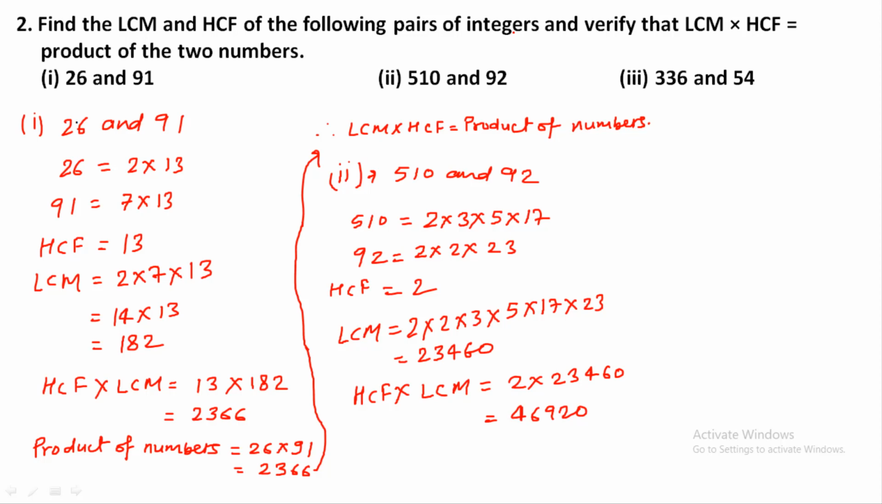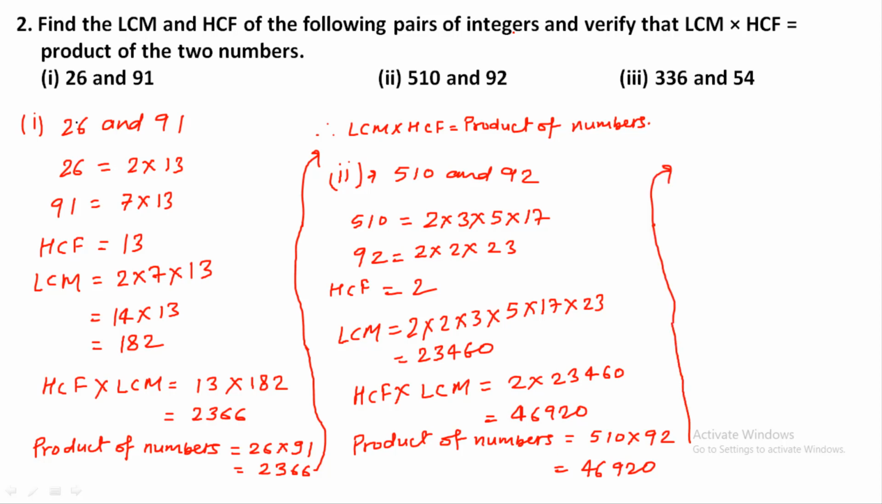Okay, so now we do the product of numbers. So product of numbers is equals to 510 multiplied with 92. जब हम दोनों को मल्टीप्लाई करेंगे then we get 46,920. So hence it is clear that क्लियर हो गया कि LCM into HCF is equals to product of numbers.